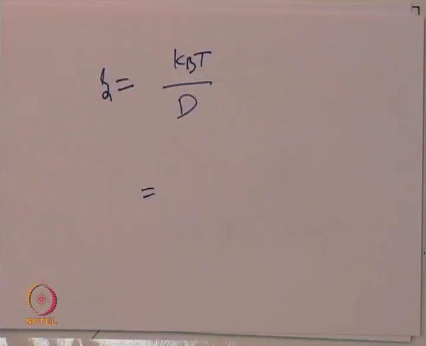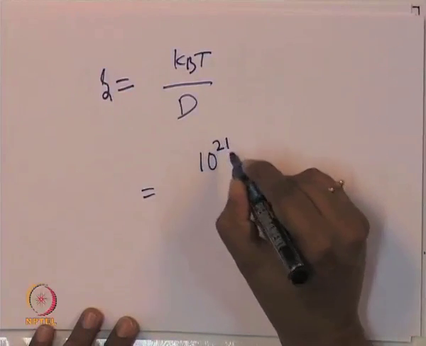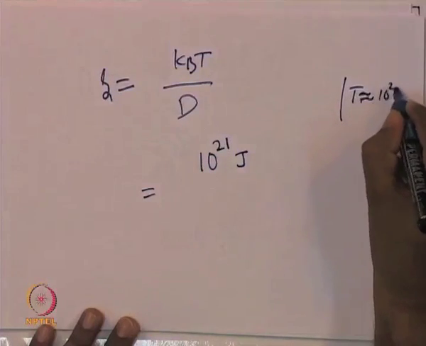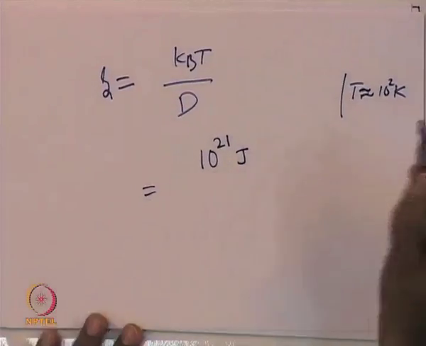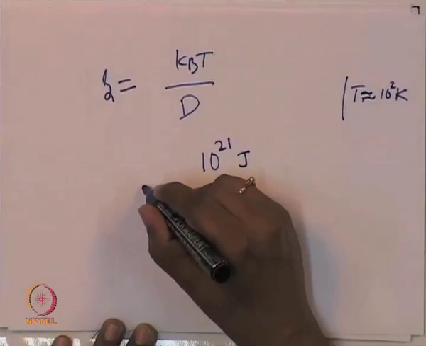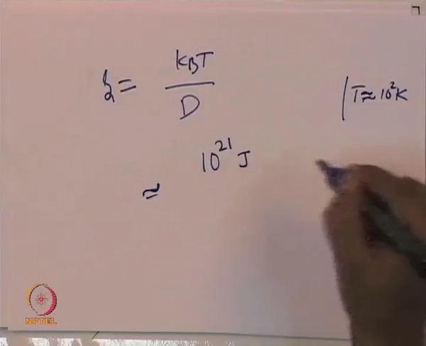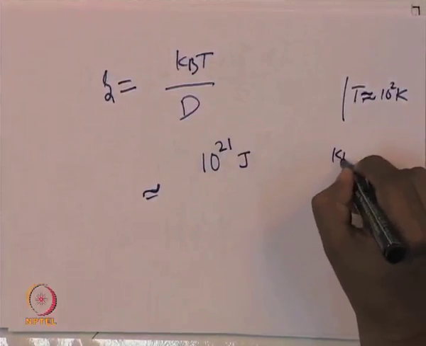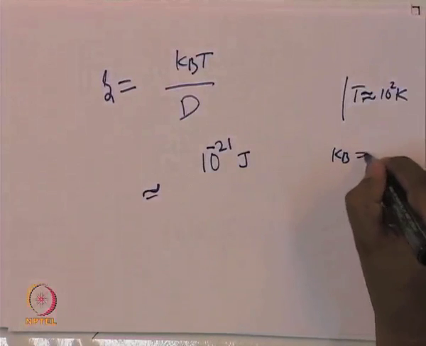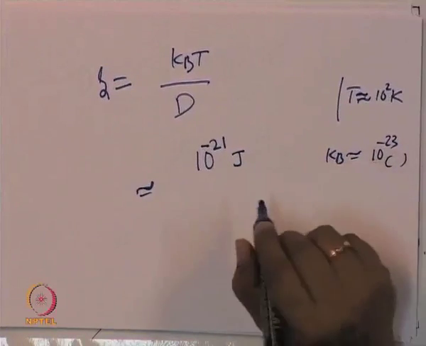k_B T is actually about 10^-21 joule when T is about 10^2 Kelvin. Let me put an approximate notation here, because I am approximating k_B T to 10^-21 joule, since k_B is 6 something into 10^-23 in SI units.